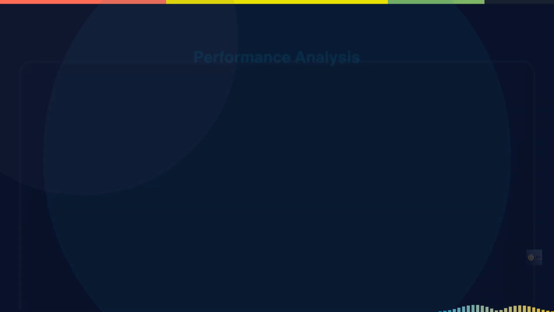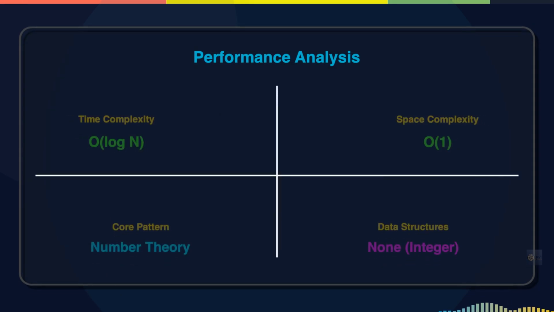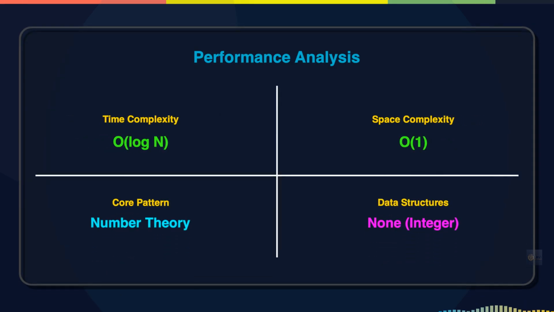Looking at the complexity, the time complexity is O of log n, specifically log base 5 of n, because we divide n by 5 in each step. The space complexity? O of 1. We only use a single integer to store our count. And that is Factorial Trailing Zeroes, mastered.